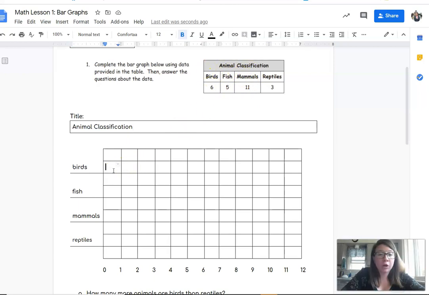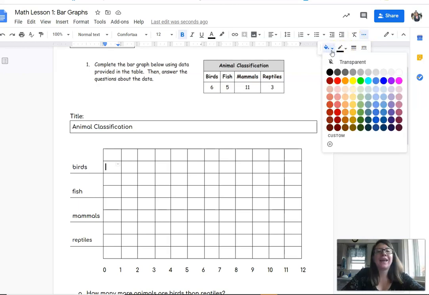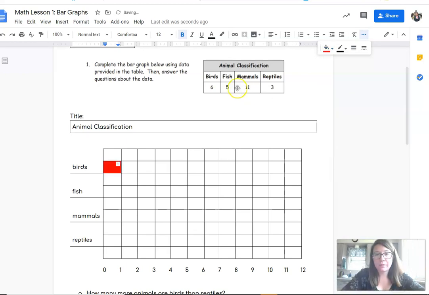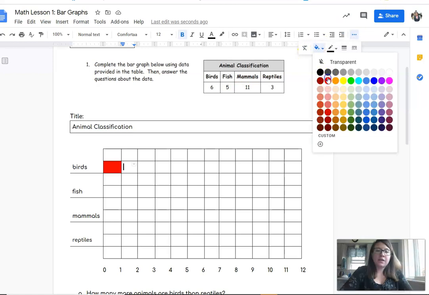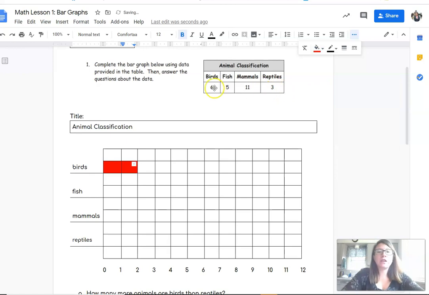To color in a square, it might be over here with the 3 dots, you need to find this little paint can thing. You can pick any color you want, and it'll color in that square for you. So I see there's 6 birds, so I need to color in 6. Computer's a little slow. 6 squares across. So I'll just keep going across until there's 6. You're going to do that for all of your animals. Make that bar graph. Again, easier on paper, go right ahead.